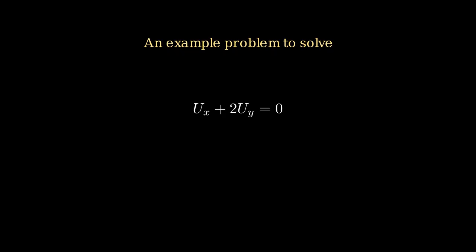Let us work through an example. We are given the equation, the partial derivative of u with respect to x, plus 2 times the partial derivative of u with respect to y equals 0. We are also given the starting information that when y equals 0, u equals x squared.